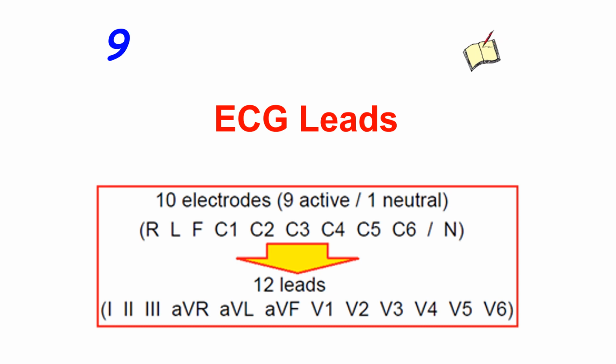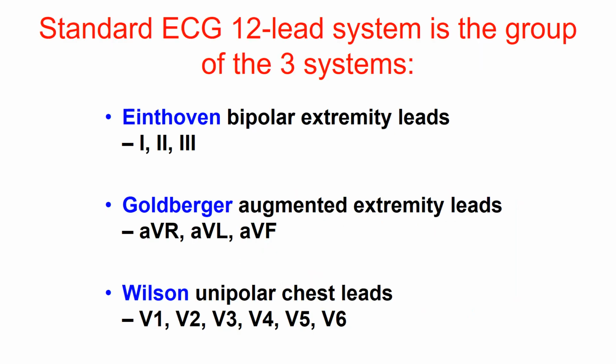ECG leads. 10 electrodes, 9 active and 1 neutral, create 12 leads. The standard ECG 12-lead system is the group of 3 systems. Einthoven bipolar extremity leads, I, II, III. Goldberger augmented extremity leads, aVR, aVL, aVF. Wilson unipolar chest leads, V1, V2, V3, V4, V5, V6.